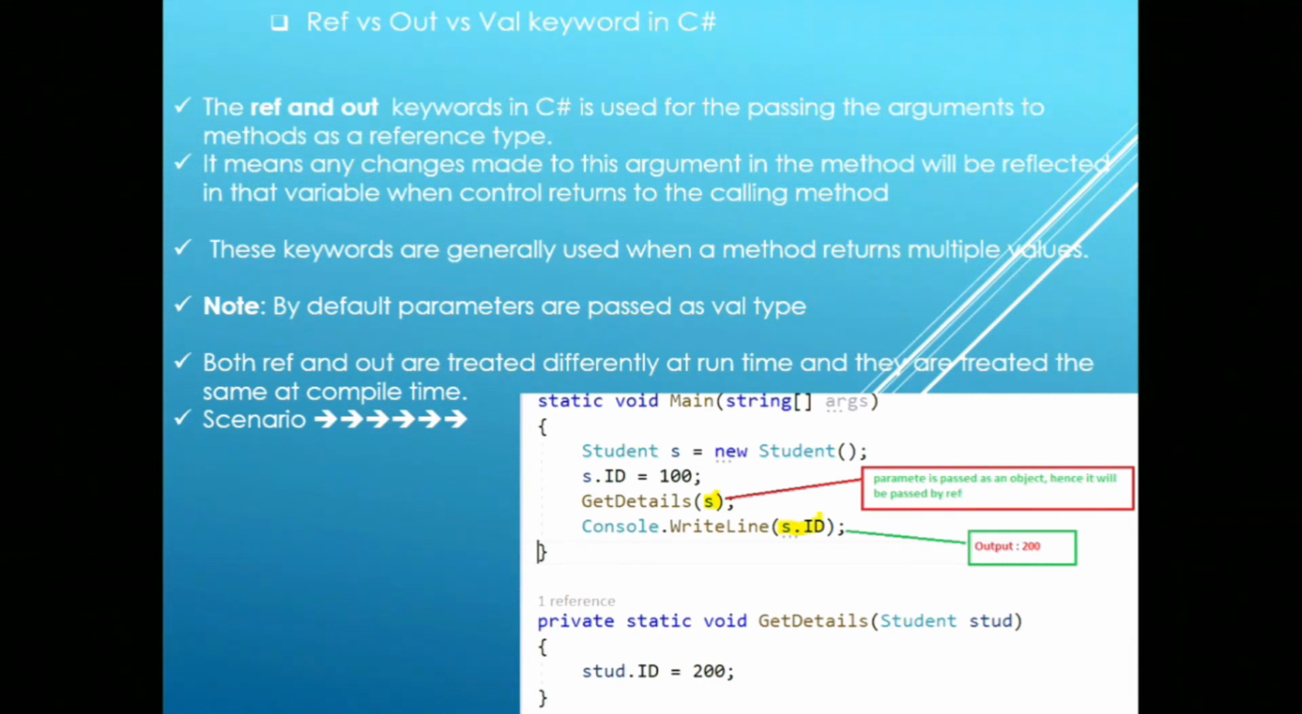These keywords are generally used when a method returns multiple values. Make a note that by default, parameters are passed as a val type. In order to pass a reference type or out type parameter, you have to explicitly specify the ref and out keyword in the function. Both ref and out are treated differently at runtime, but they are treated the same at compile time. Let's see that in practice.